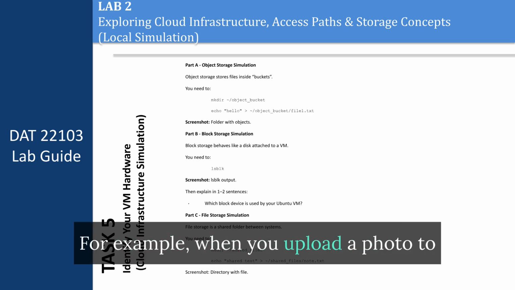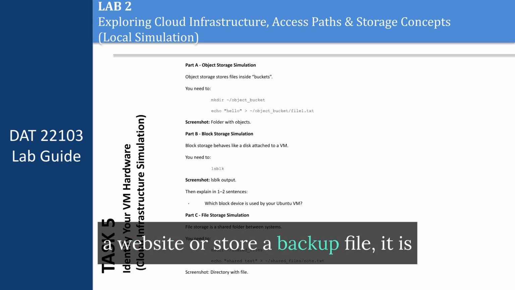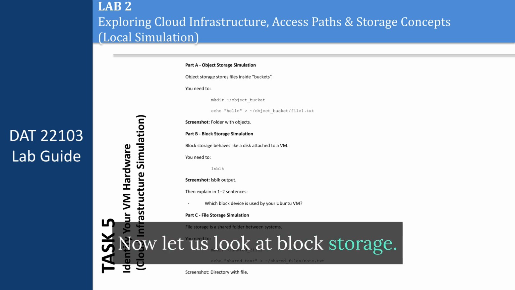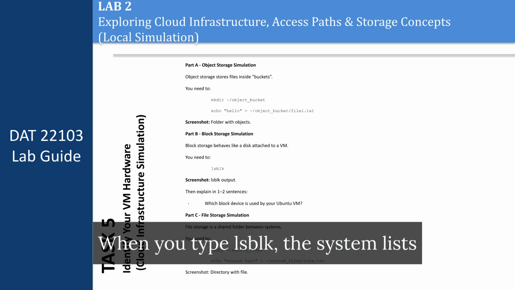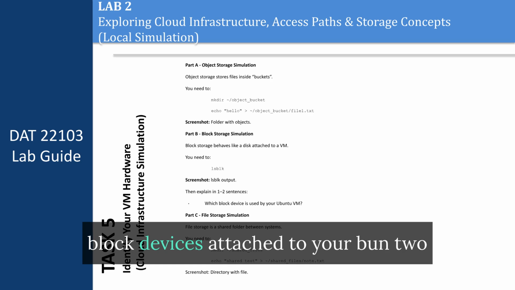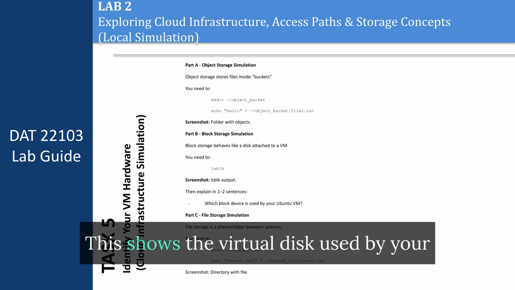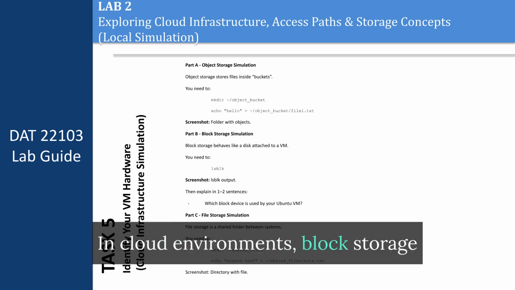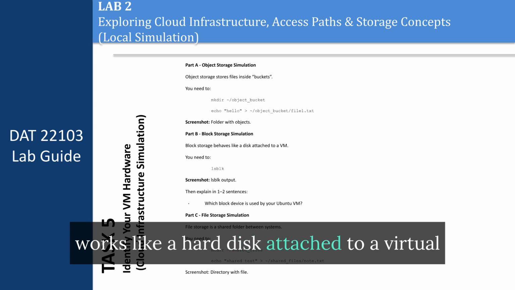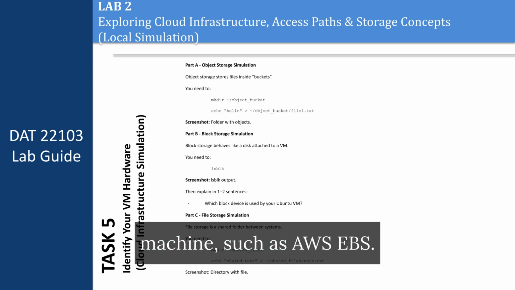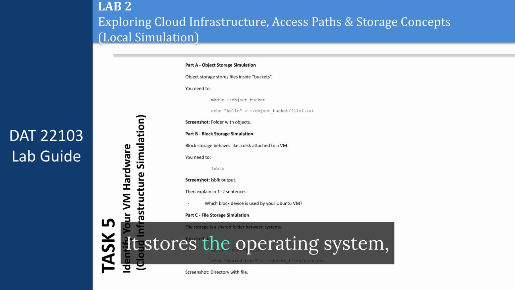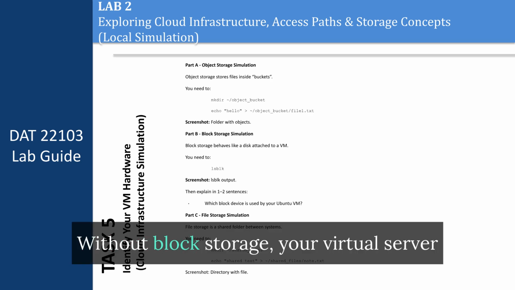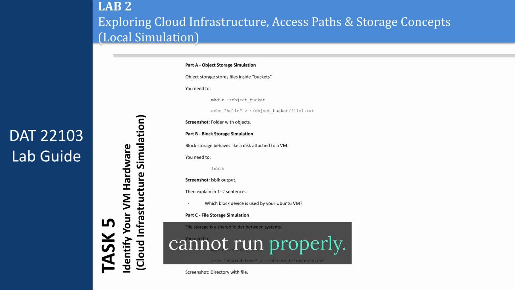For example, when you upload a photo to a website or store a backup file, it is usually placed in object storage. Now let us look at block storage. When you type lsblk, the system lists block devices attached to your Ubuntu VM. This shows the virtual disk used by your operating system. In cloud environments, block storage works like a hard disk attached to a virtual machine, such as AWS EBS. It stores the operating system, applications, and databases. Without block storage, your virtual server cannot run properly.